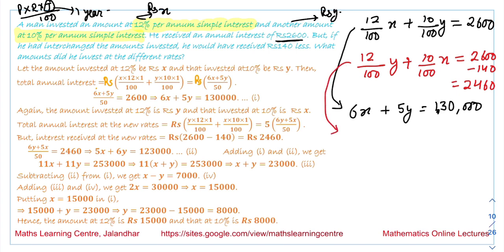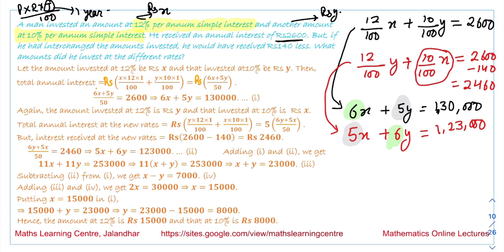On simplifying the second equation we get 5x plus 6y, that is equal to 123,000. Now look at these two equations. What kind of equations are these? The coefficient of x is 6 in this, y is 6 in this, y is 5 and x is 5, so the coefficients are interchanged.